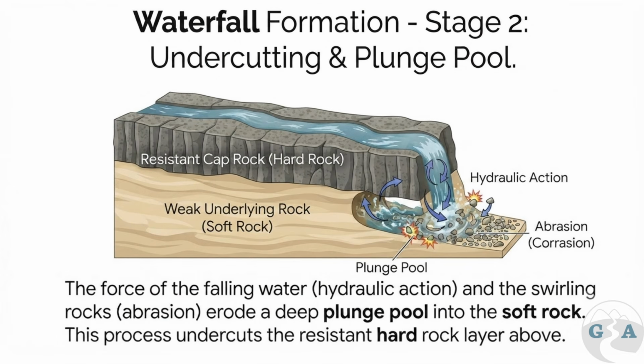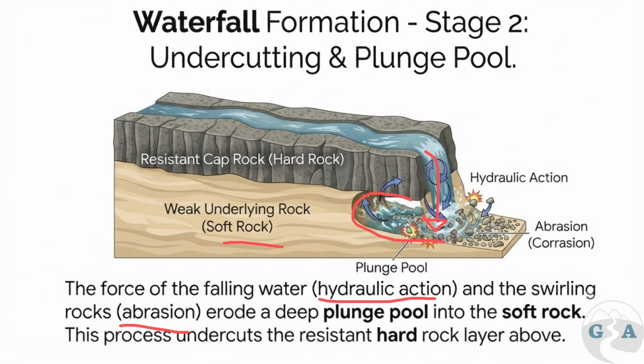In stage two now, we can see that the waterfall has been formed. What's happened now is a hollow is being created because the erosion rate of the soft rock is much, much faster, which leaves an overhanging surface here. Now, as the water is able to fall down more directly, this is going to create lots of hydraulic action, and the swirling and the broken down pieces of sediment will eventually cause abrasion.